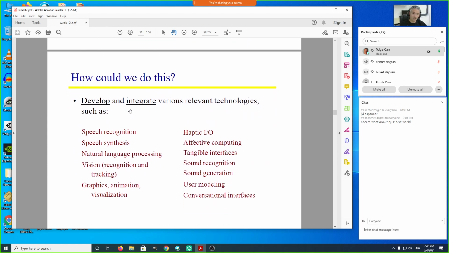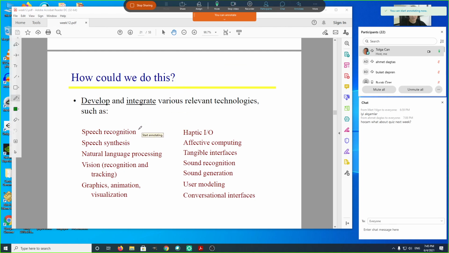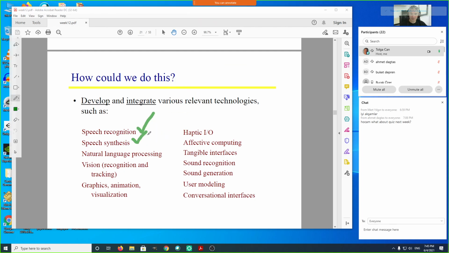And how could we achieve perceptual and multimodal interfaces? We develop and integrate various relevant technologies together, like speech recognition and speech synthesis. Let me turn on annotate. I think these are done. We can do very good natural language processing. Vision, recognition and tracking in computer vision, I think, is done too. We are very good at graphics, animation, and visualization. So we have all these technologies.